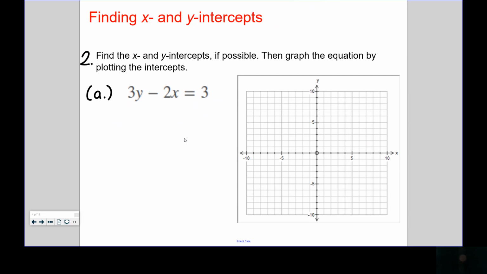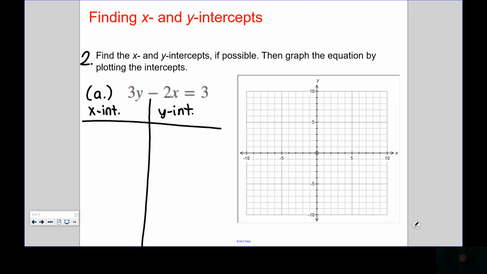All right, so we have 3y minus 2x equals 3. I like to just make a little table, just like I did in the last page. Like x-intercept, y-intercept, keeps it really nice and neat for you. You don't have to wonder when you get to the end, like, wait, which one was the x-intercept, which one was the y-intercept? All right, so x-intercept, we know we're going to replace y with 0 and solve for x.